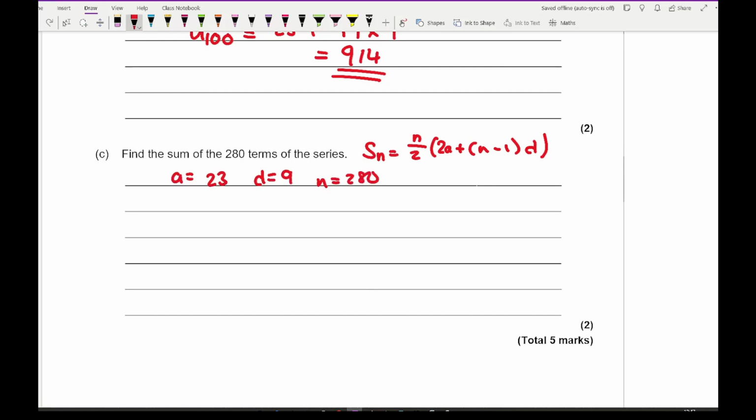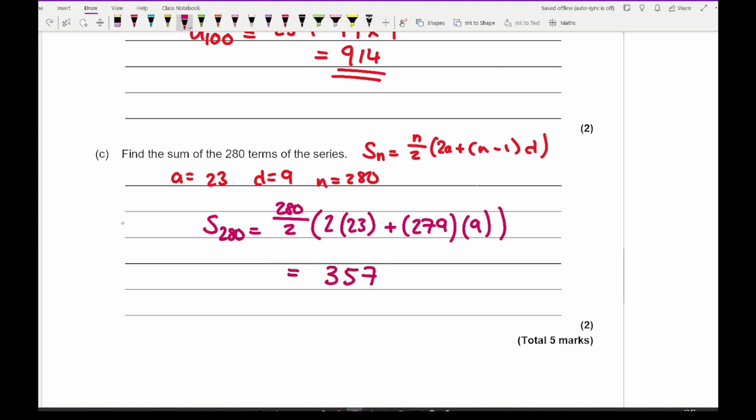So then substituting those numbers in, we get s of 280 is going to be 280 divided by 2 times (a, which is 23, plus n minus 1, so that's going to be 279 times 9), and if I type that all into my calculator I get a number of 357980.